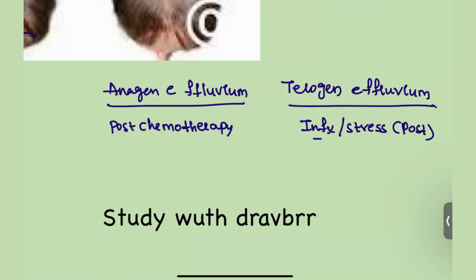With a history of corona or some other infection, then it is telogen effluvium. If the patient has had chemotherapy or radiation toxins, then it is anagen effluvium. Both are reversible conditions only.